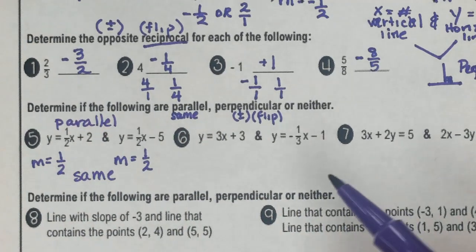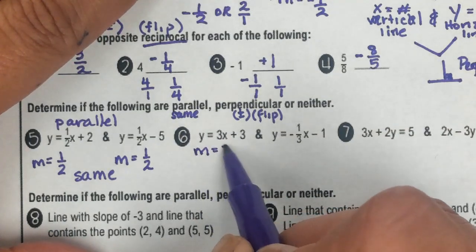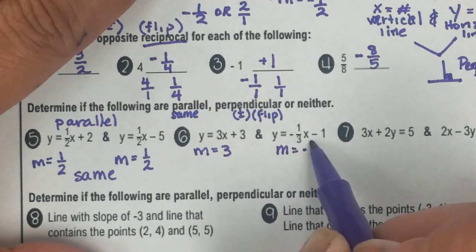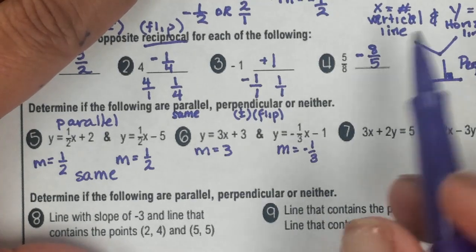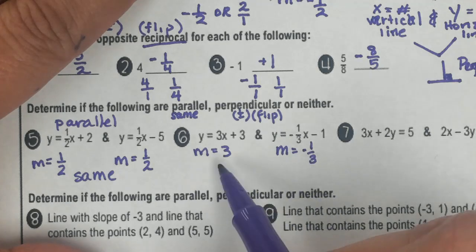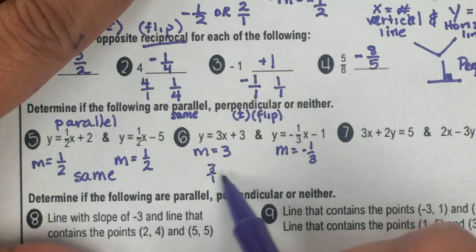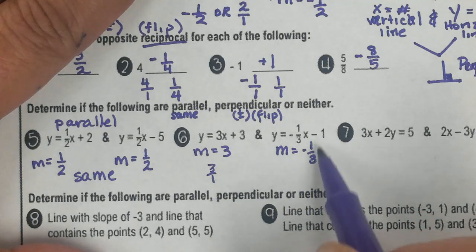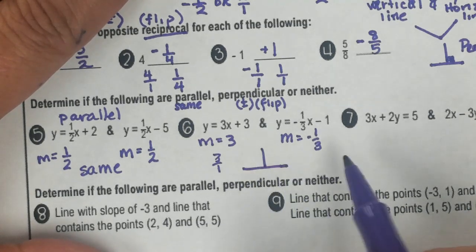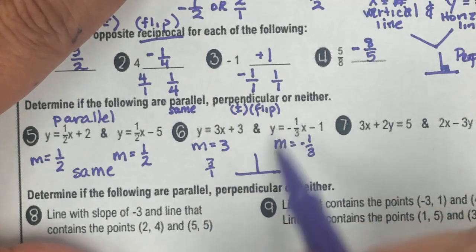All right, number 6. Let's pull out the slope. On this one, the slope equals 3. On this one, the slope is -1/3. So first, let's look, are they opposite? Yes, this one's positive, this one's negative. Now we have to see, are they flipped? Well, we can technically say that this is 3 over 1, and that's the flip of 1 over 3. So I'm going to write perpendicular, because they are absolutely opposite signs and they're flipped.